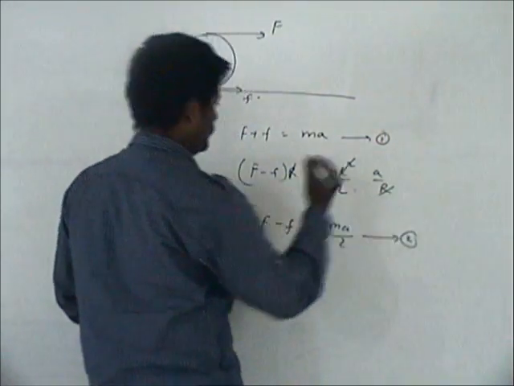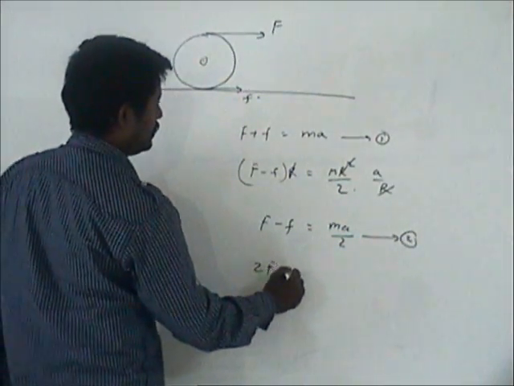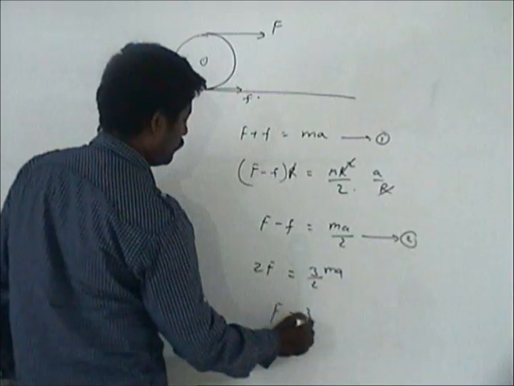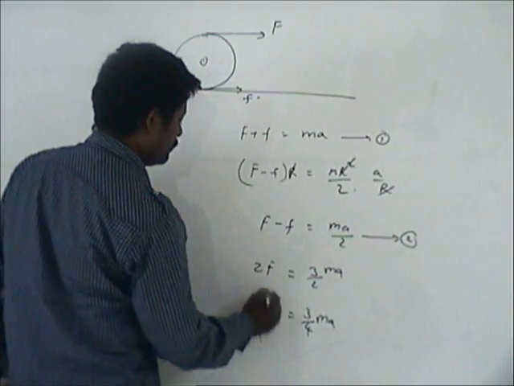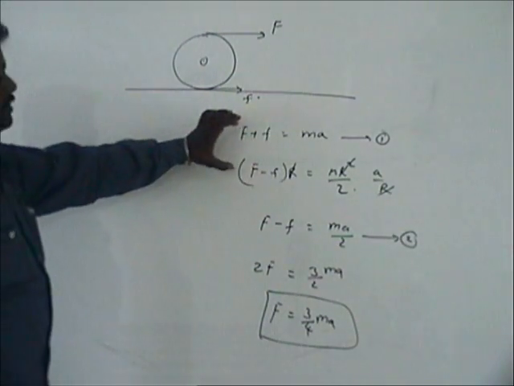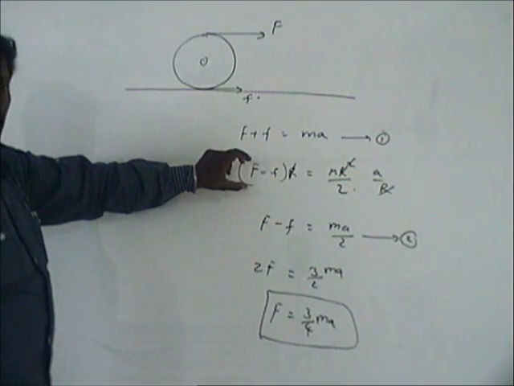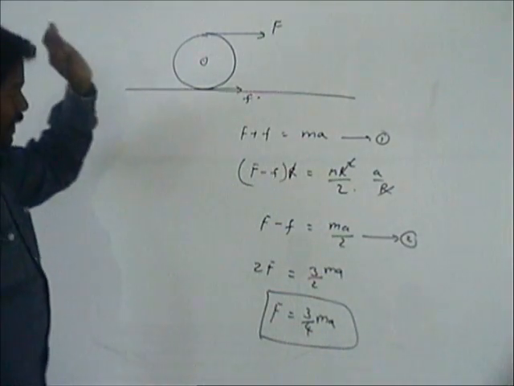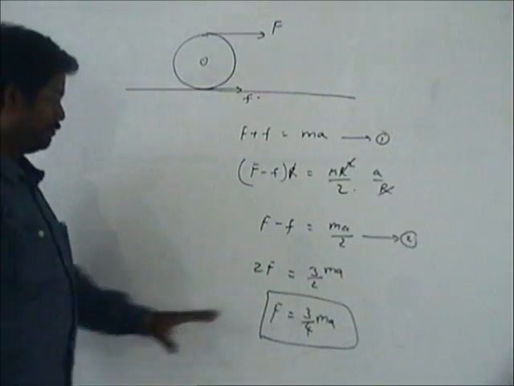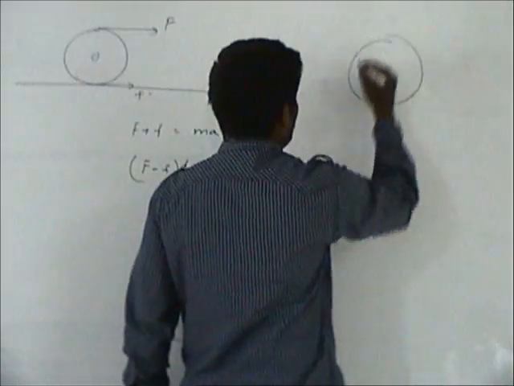This is equation 2. Now from this we can simply add 1 and 2 and get 2F equal to 3 by 2 ma, or F equal to 3 by 4 ma. So this is the minimum force required for accelerated pure rolling. We have used the principles here: the force equation, the linear equation, and the rotational equation we have written, that's torque equal to I alpha. About which point we are taking the torque, about the same point the moment of inertia has to be taken. That's very important.